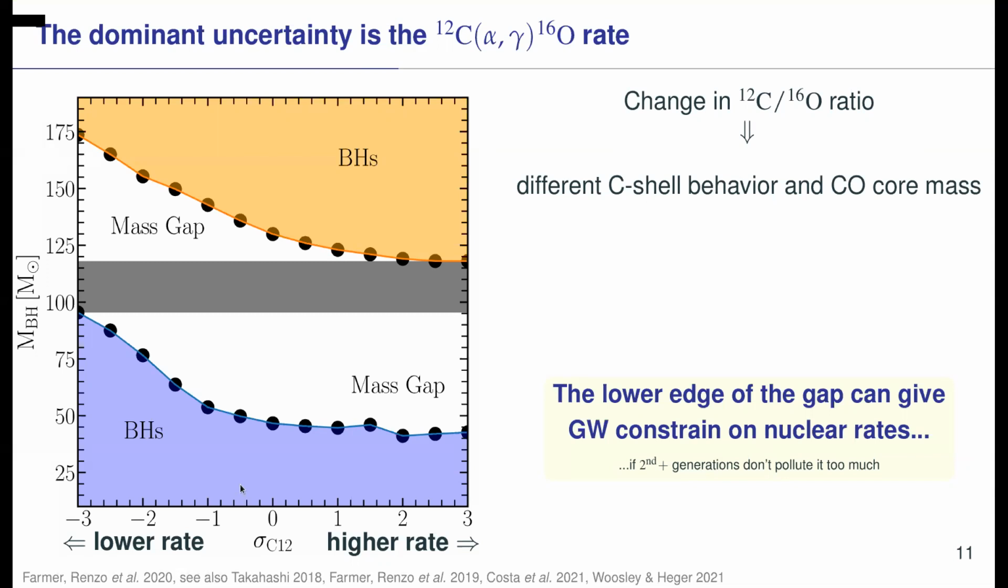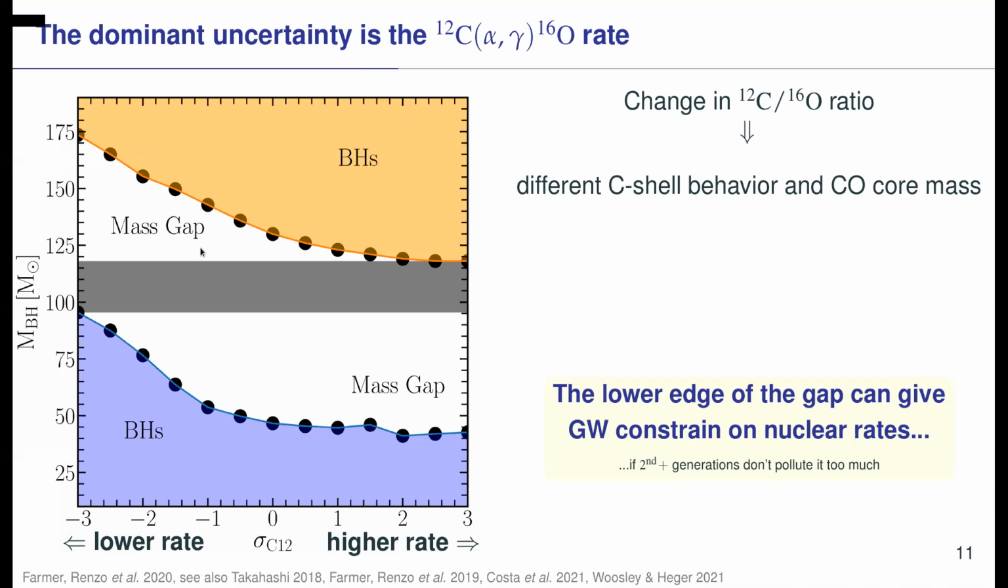And so here, again, the y-axis is the black hole masses, and the x-axis now is the rate of this reaction. If you decrease the rate, you're left with more carbon, the core is stabilized, and the gap is moved upward. You need to be more massive to hit the instability. Instead, if you increase the rate on the right of these plots, well, at some point you run out of carbon and there is no carbon anymore. And then the gap is not that sensitive to this parameter anymore.